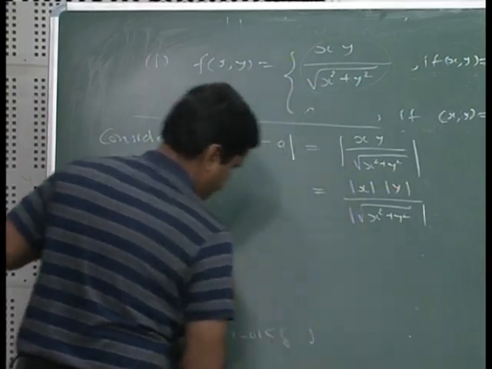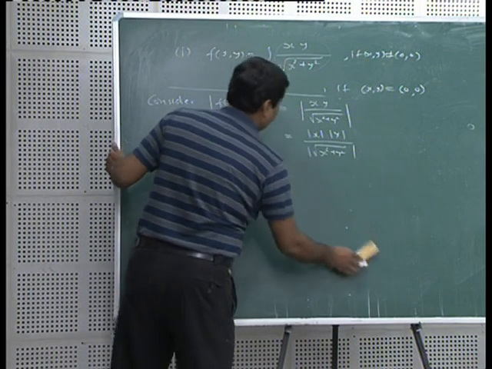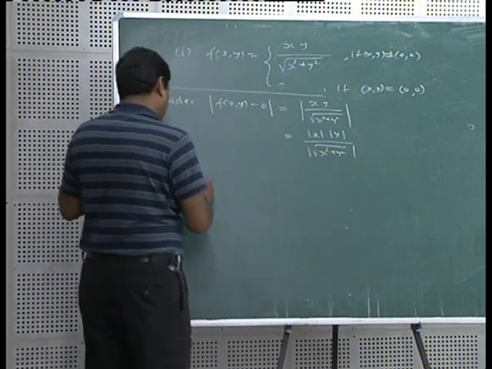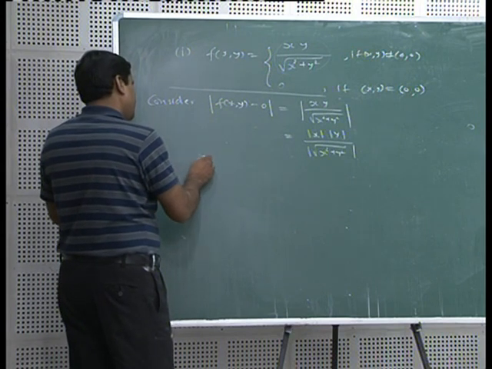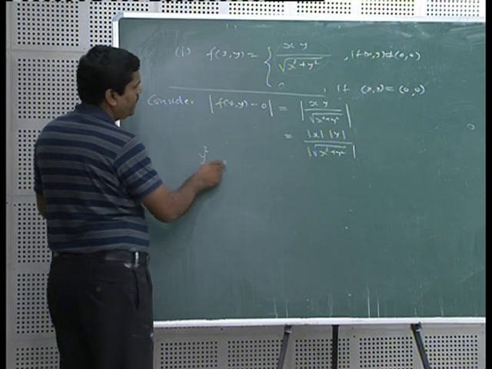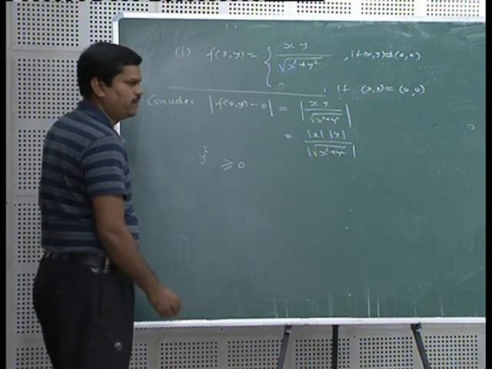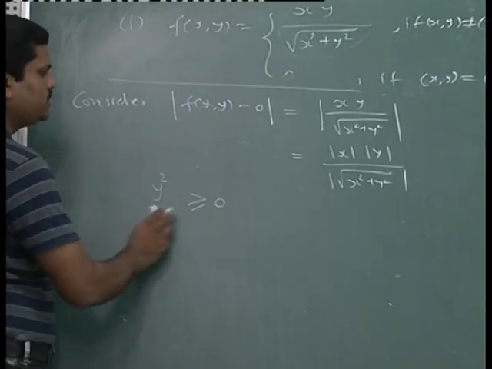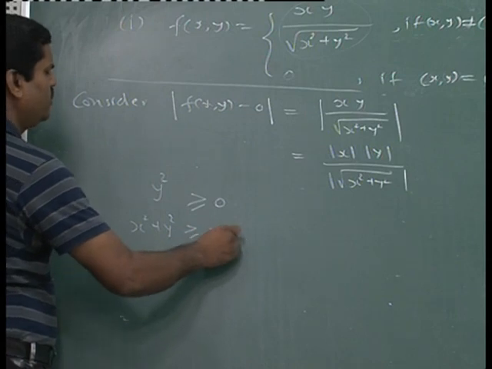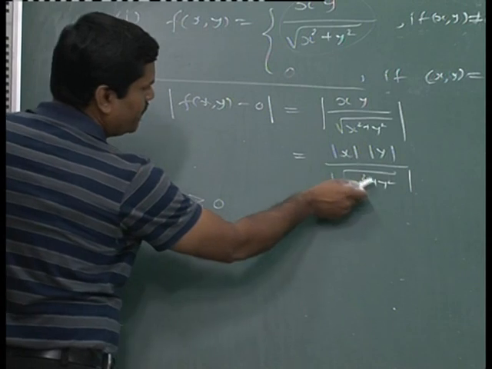Now, we use some ideas to prove that this thing is less than or equal to something. First, consider this: we know that y square, for any real number y, is always non-negative, y square is always greater than or equal to 0. Now, adding x square on both the sides, I will get x square plus y square greater than or equal to x square, correct. You see that we want something upon x square plus y square.